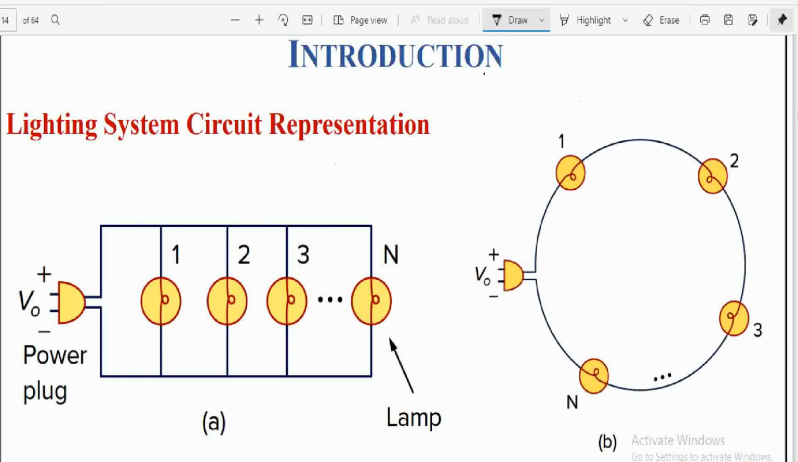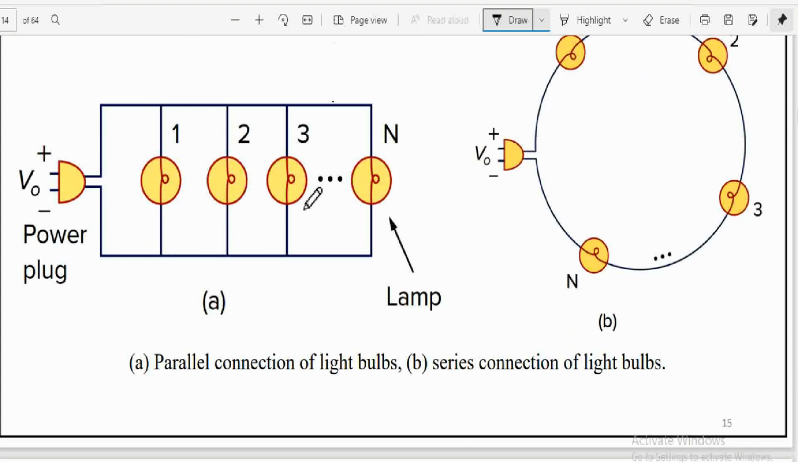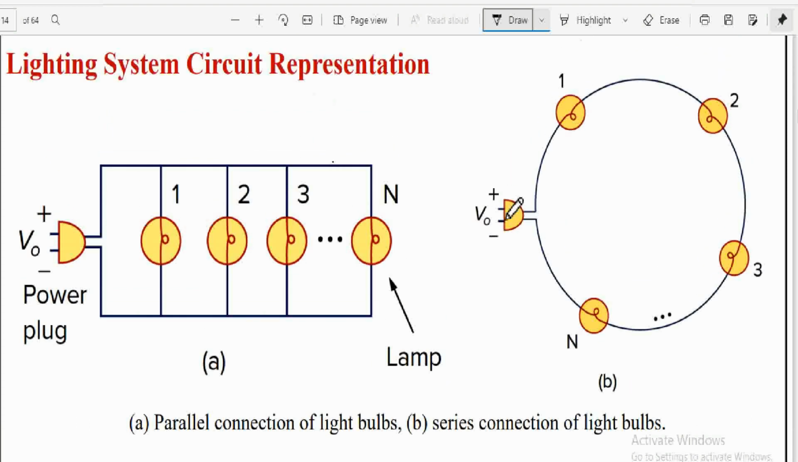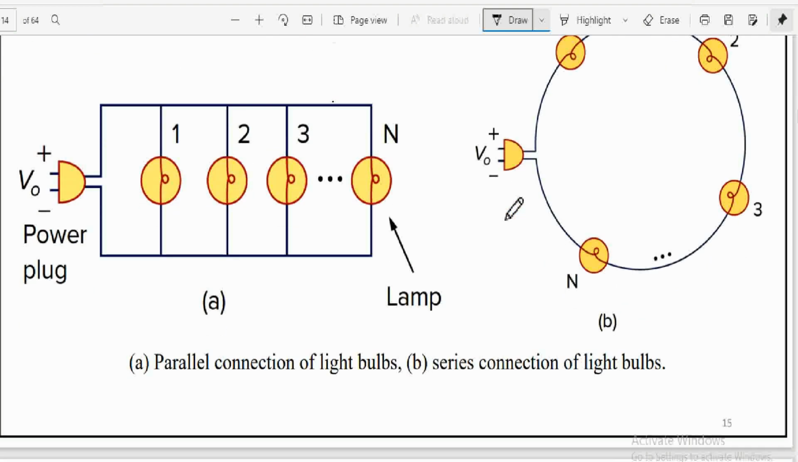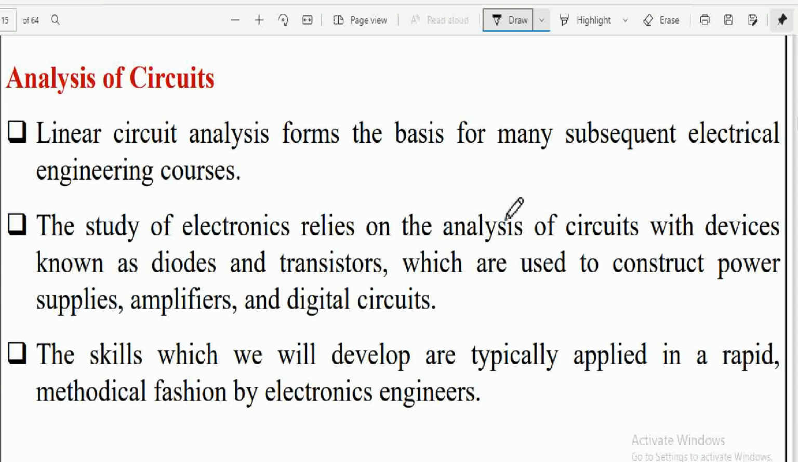System circuit representation. So how are these two connected? Here you have two circuits. This is called a parallel connection and this is a series connection. The parallel connection of light bulbs is figure A, and the series connection of light bulbs is figure B. And now, analysis of a circuit. What are you going to see in the analysis of a circuit?